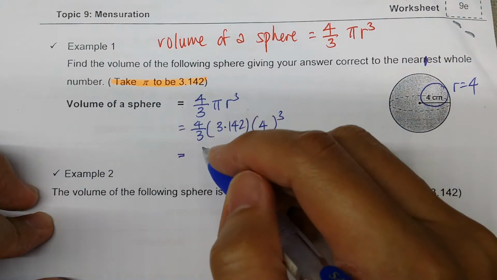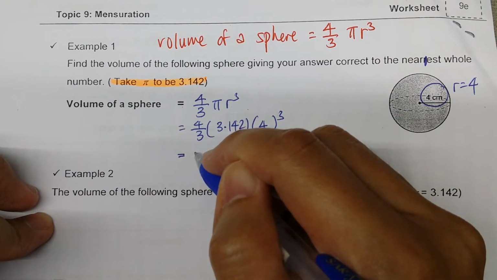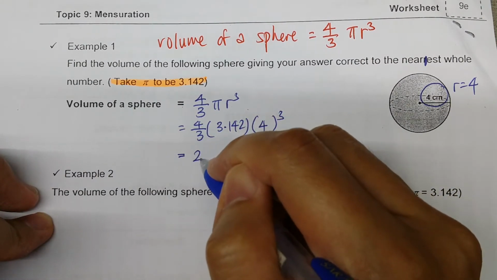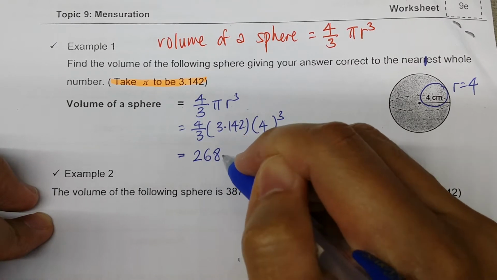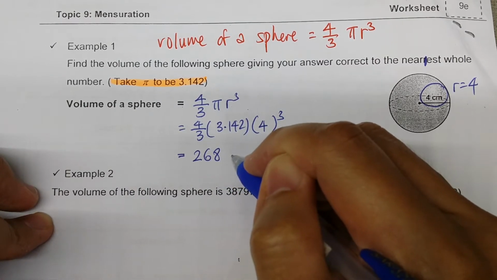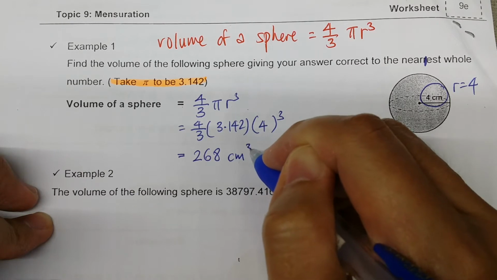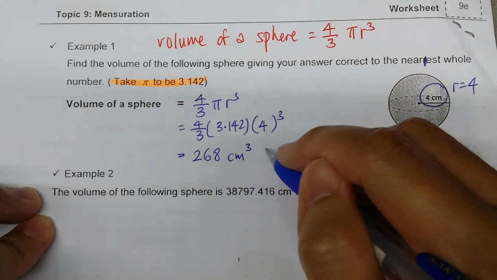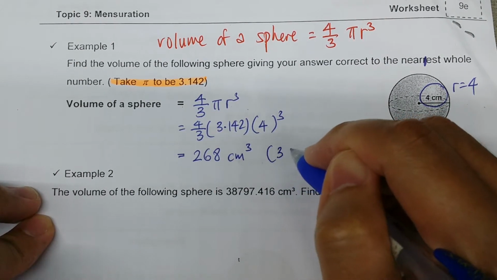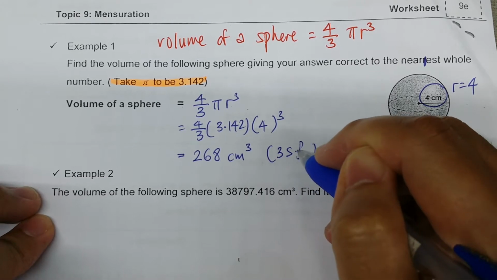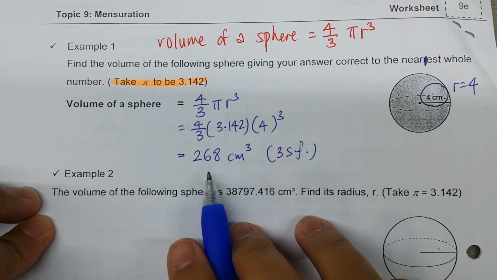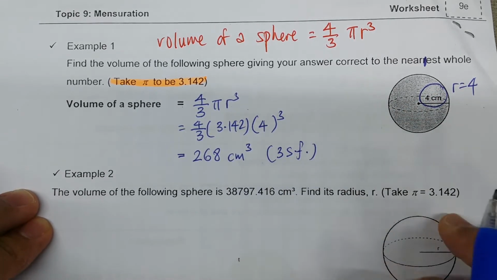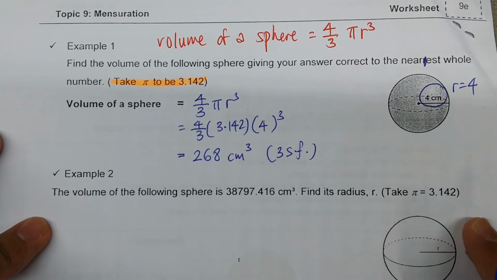I don't think it's exact. So let's round to 3 significant figures. 2, 6, 8. Exactly 3 significant figures, cm cubed. But since you round off to 3 sig fig, you must mention to the marker that this is 3 significant figures. If you need more time, pause the video. If not, let's move on.